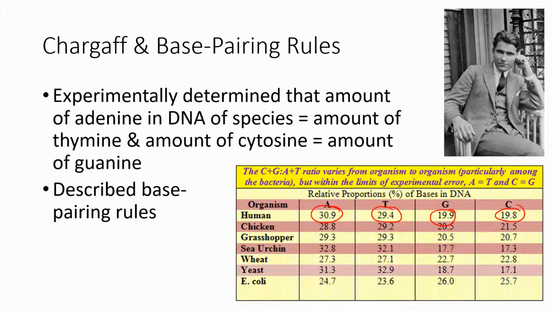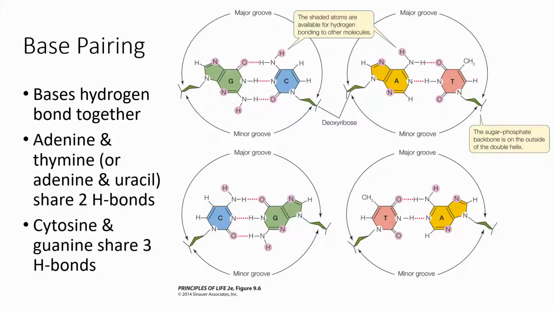You'll notice that these numbers are not exact, so 30.9 and 29.4 are not 100% equal to each other. However, when you start doing statistical tests to determine the margin of error of these things, those two values are relatively equal within the margins of experimental error. Because remember, we'll talk about experimental error and things like that in more detail later as we get closer to the actual test. So this is showing you the base pairing.